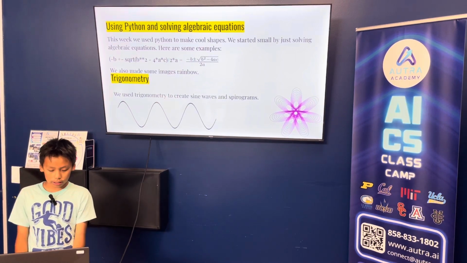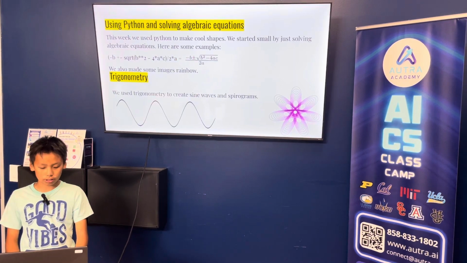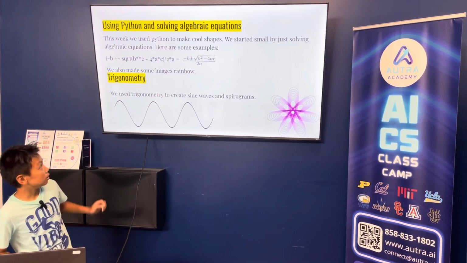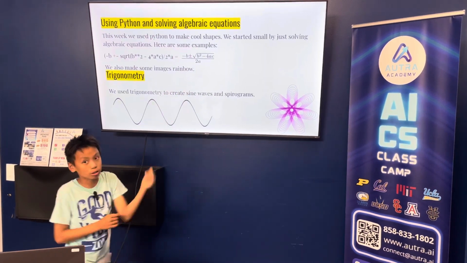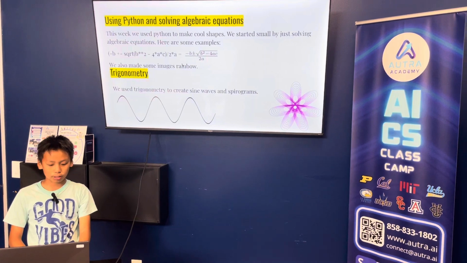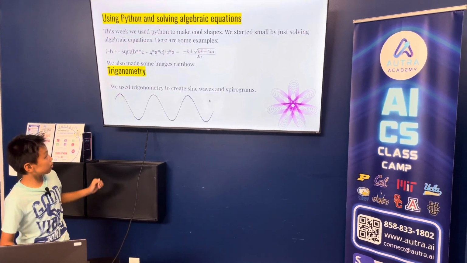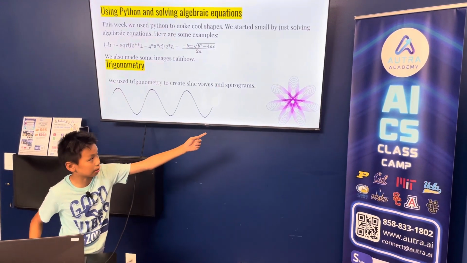This week we used Python to make cool shapes. We started small by just solving algebraic equations. Here are some examples. So this equation here represents the quadratic formula which is used to solve quadratics. We also made some images rainbow using Python. And then we used trigonometry to create waves like this and spirograms like that.